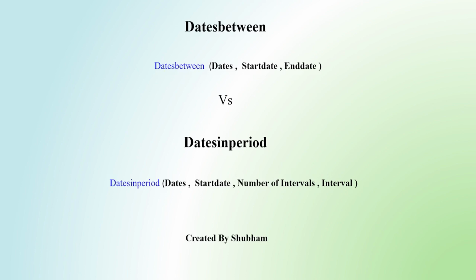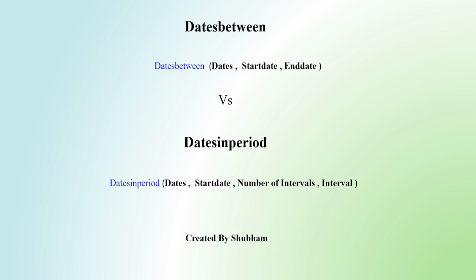So firstly, look at the syntax. The first difference you can clearly see in the syntax. Under dates between, we have a dates parameter, then start date and end date. And under dates in period, we have a dates parameter, then start date, and here we have number of intervals as well as interval. Whenever you calculate data between two dates, you can use the dates between function. As per your requirement, you can enter any date here. But under dates in period, you can take periodical data which is in sequence, and as per the interval parameter, you can take intervals like month, quarter, day and year.